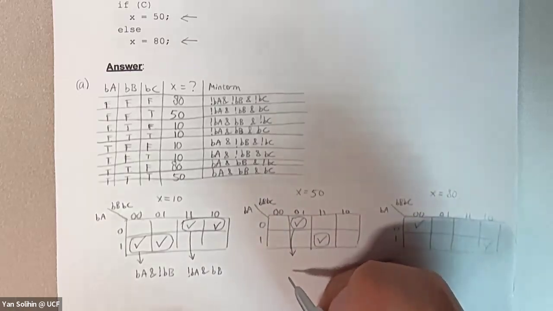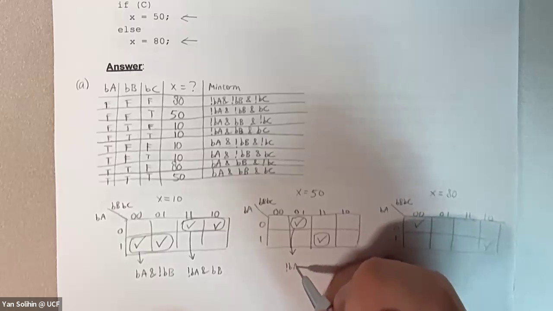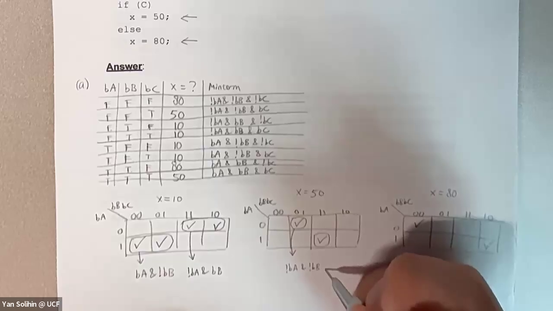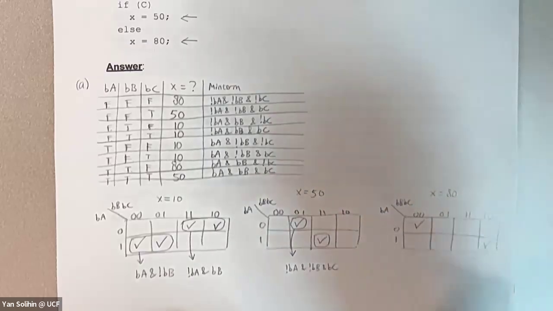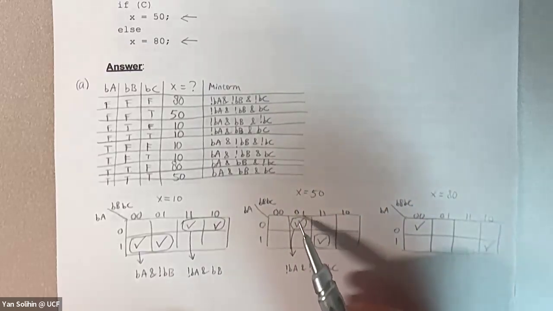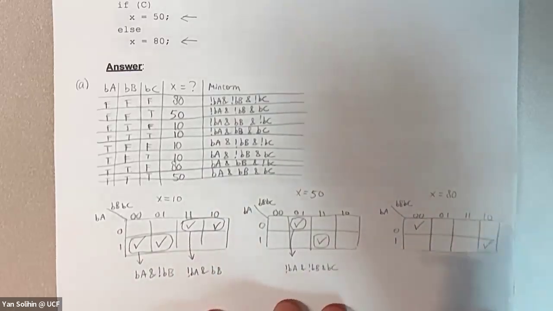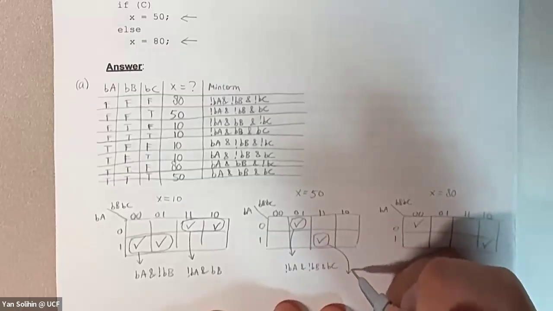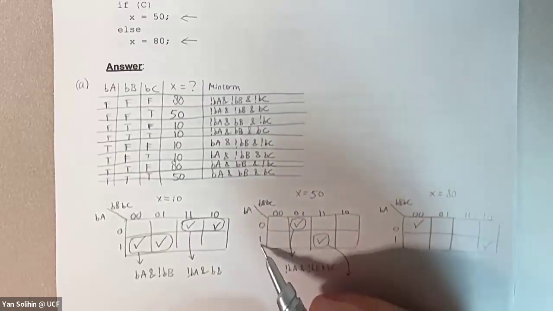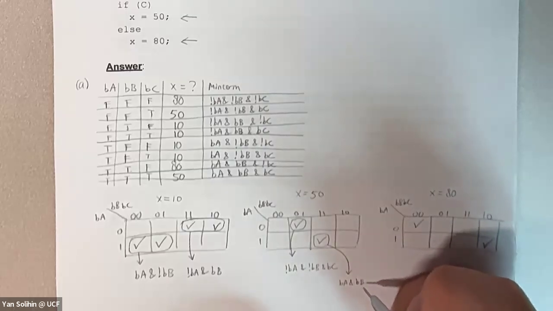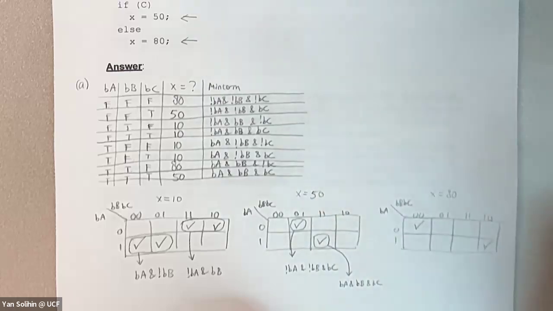Now we have the next one, with two rectangles like this. The first one will be not BA, not BB, and BC. So not BA from here, and then 0, 1 is not BB and BC. Finally, this part will be 1, 1, 1. So it's basically BA and BB and BC.